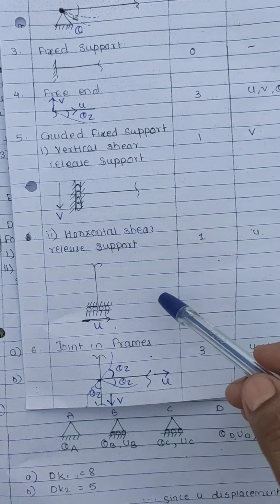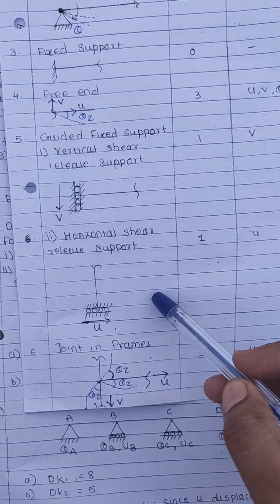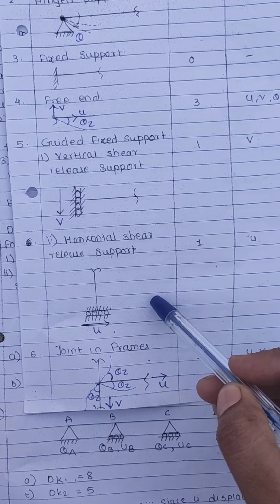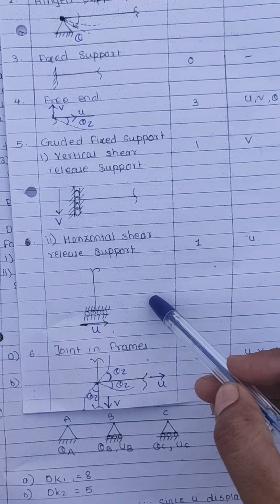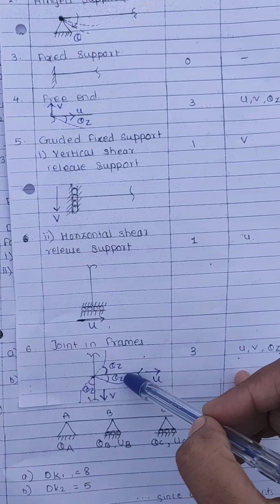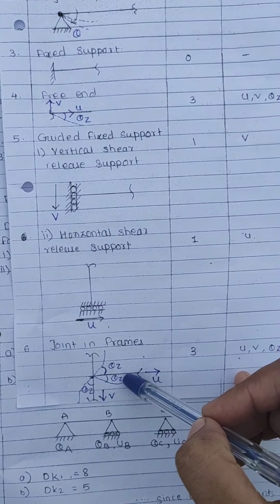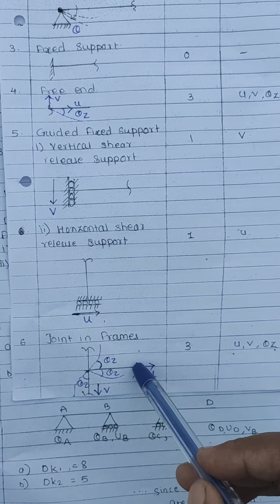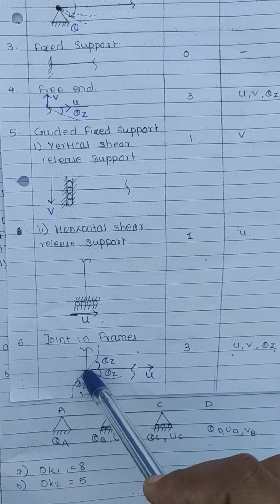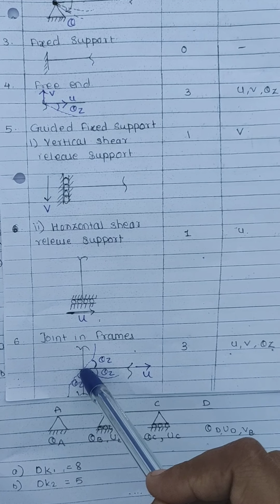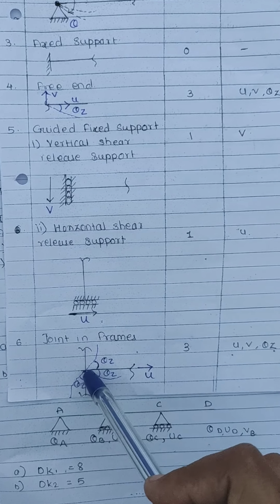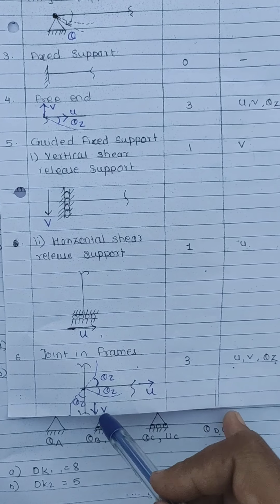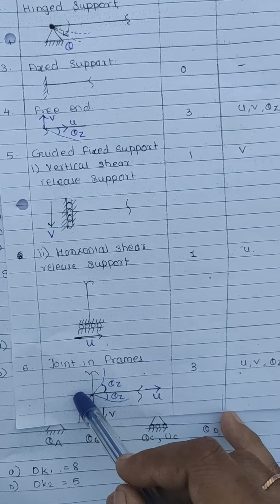This is about the support which are considered in continuous beam or portal frame or truss structure. Then for joints in frames, that is in portal frame, you have to consider the three displacements for a particular joint in a portal frame, that are horizontal displacement, vertical displacement and rotation.